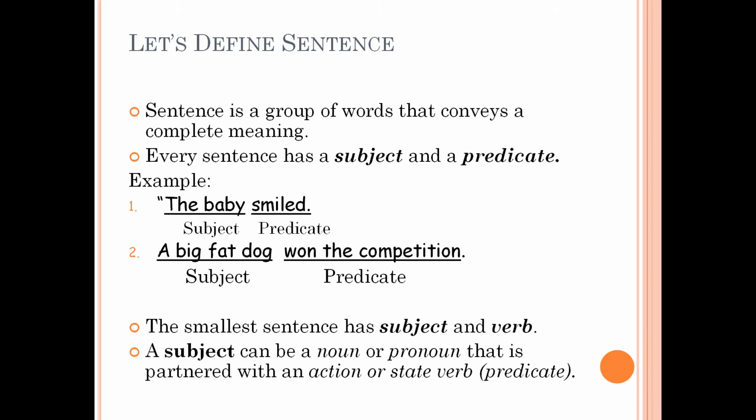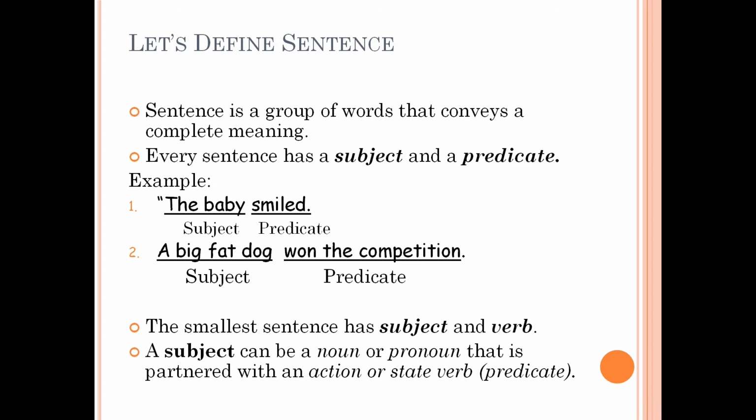The predicate is the verb part of the sentence that consists of a verb and other words like object, complement, and adverbials. So, in brief, we can say a sentence is a bunch or a group of words that say one complete thing or that convey a complete meaning. And every sentence has a subject and a predicate. So we can say the smallest sentence consists of subject and verb.